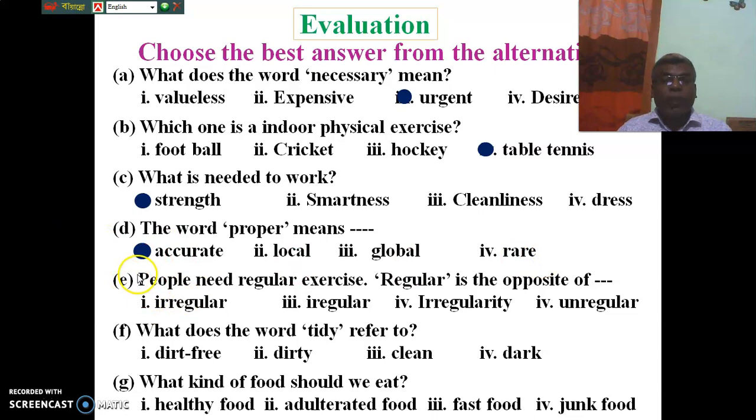People need regular exercise. Regular is the opposite of irregular, irregularity, unregular. The answer is irregular. What does the word clean refer to? I hope the answer is clean. What kind of food should we eat? Healthy food. I am going to the next slide.